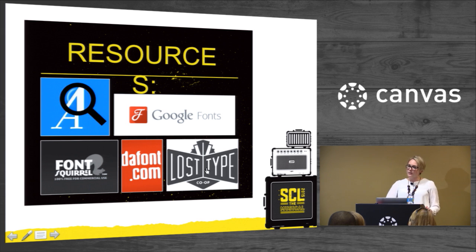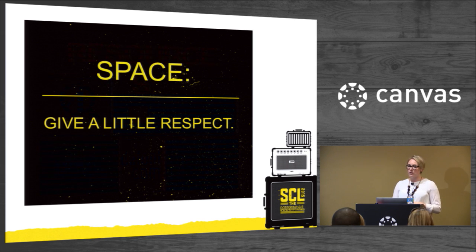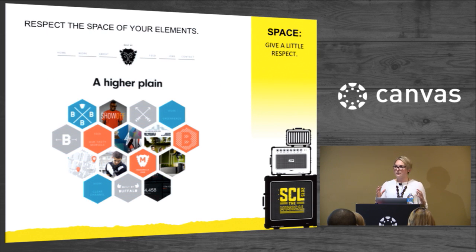So now that we talked about those elements, imagery, font, color, we're going to talk about how to apply them to make a really good cohesive design. So the first thing to think about is space, okay? It's important to give those elements space. Respect the space of those elements.